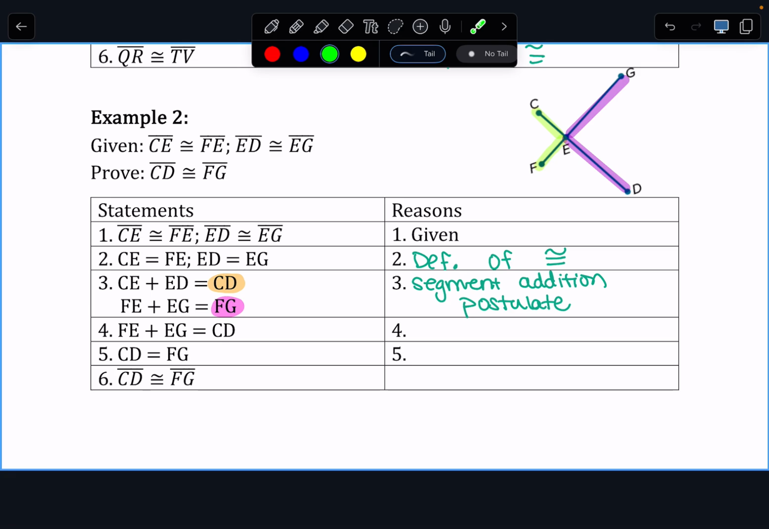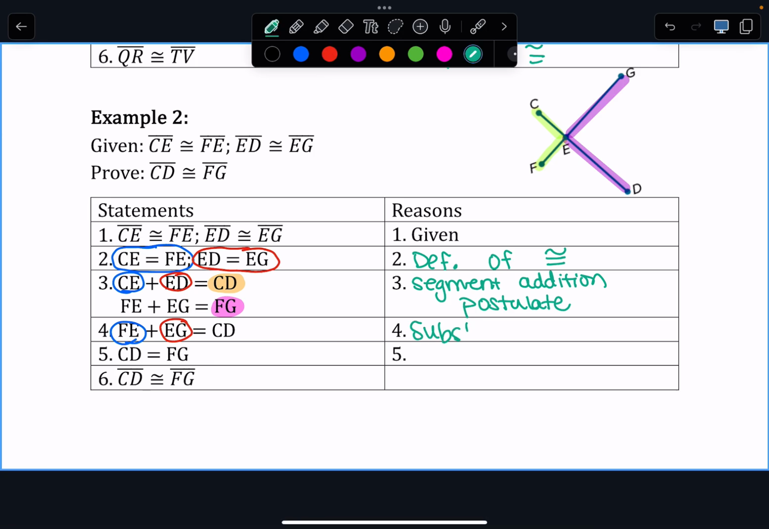Okay, so you're saying that since CE equals FE, okay, so this is what I'm going to do. CE equals FE, so CE gets replaced with FE. What else happened? Since ED equals EG, ED got replaced with EG. Now this for sure, I would want you to say substitution, okay? Because that's literally what we did. We substituted in our values. Okay? What do you notice now?